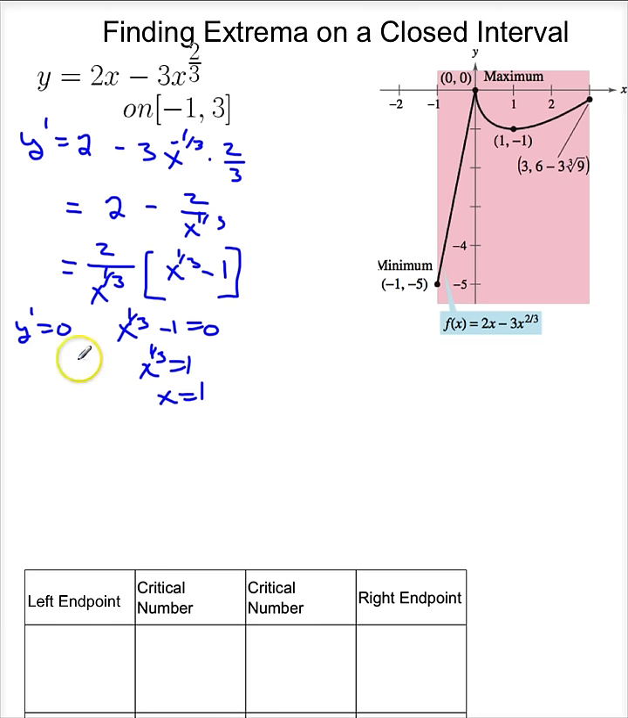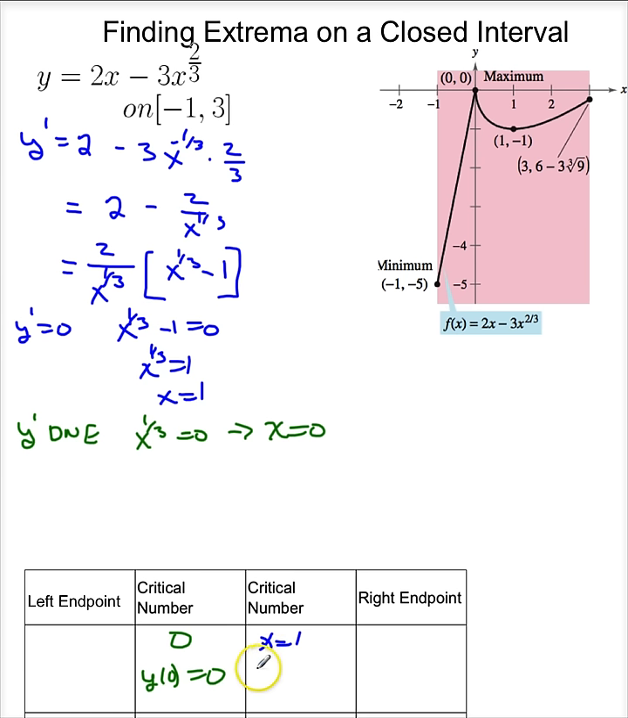But there's another one, because y prime does not exist when x to the 1/3 is 0, so when x is 0. So there are two critical numbers here: one where the first derivative is 0 and one where it doesn't exist. So I'm going to put my critical numbers here. What is y at 0? y at 0 is 0. And my critical number when x is 1 gives me a functional value: y of 1 is equal to minus 1.